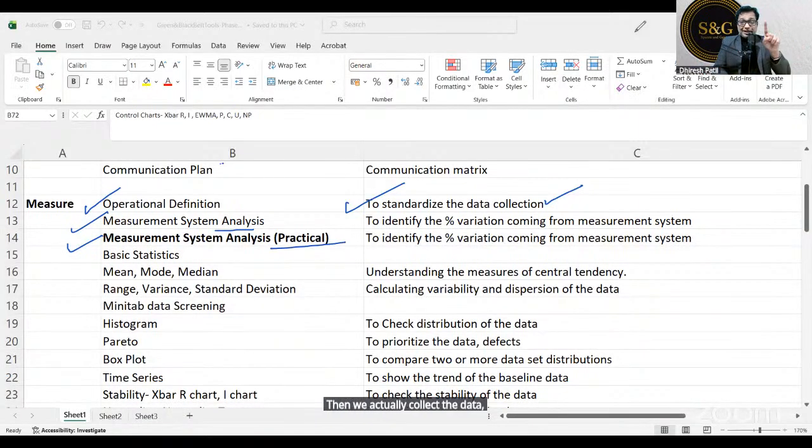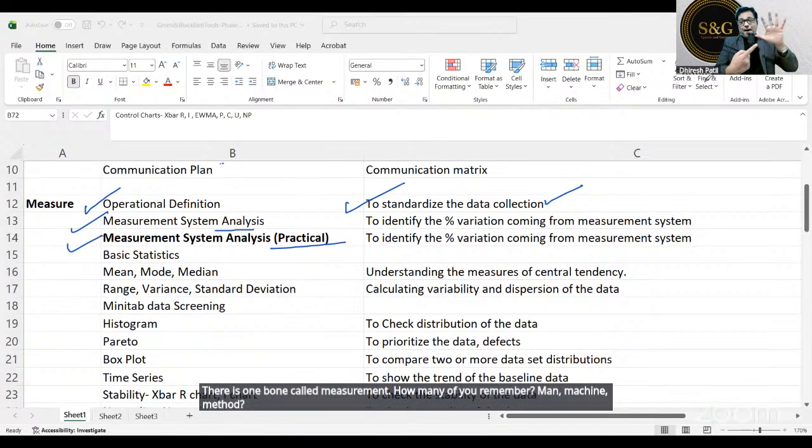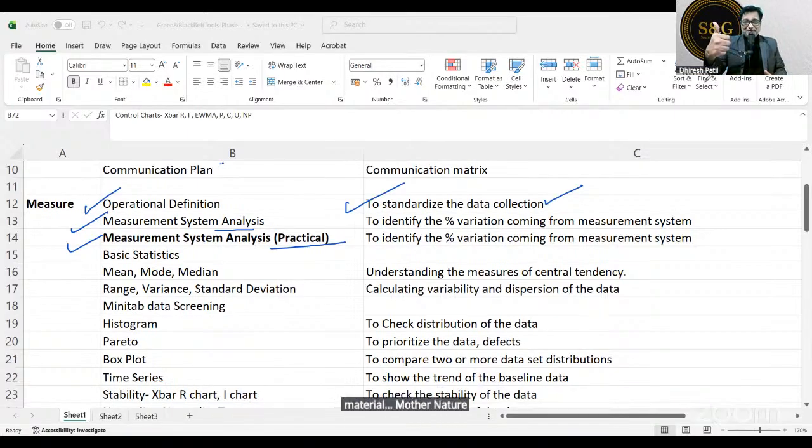Now, do you remember in the fishbone, there is one bone called measurement. How many of you remember? Man, machine, method, material, mother nature, and measurement. The sixth one is measurement. So that measurement bone is where the measurement system related causes will fall. Remember that. Now we are ready to collect the data.